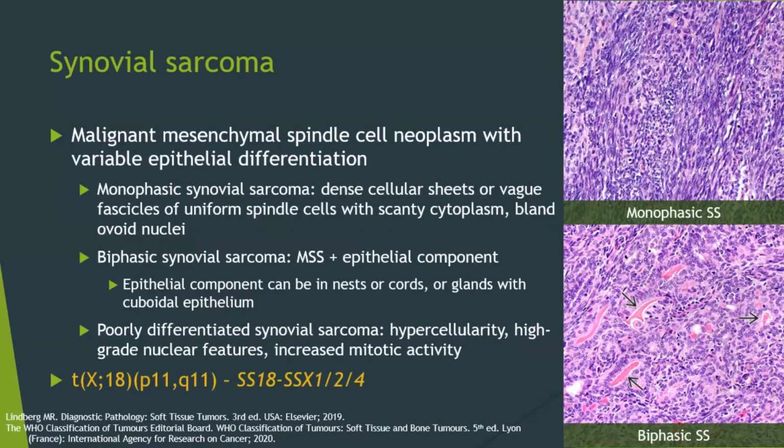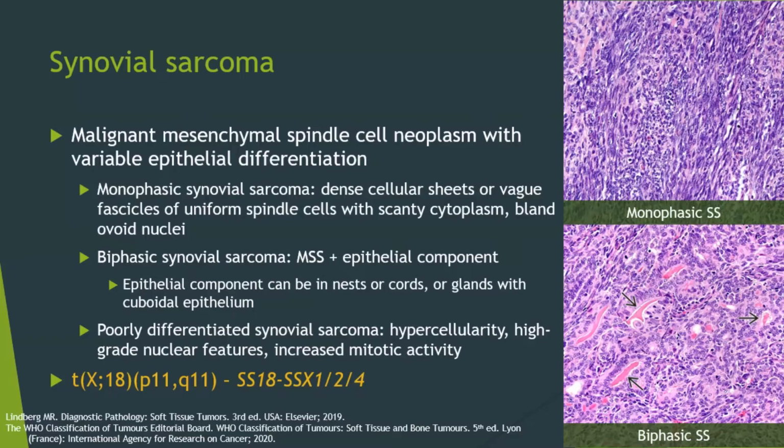Synovial sarcoma is a malignant mesenchymal spindle cell neoplasm with variable epithelial differentiation. There are three main types. First, you have monophasic synovial sarcoma, which is composed of dense cellular sheets or vague fascicles of uniform spindle cells with scanty cytoplasm and bland ovoid nuclei. Now, monophasic synovial sarcoma usually comes up as a differential diagnosis in tumors with spindle cell morphology.